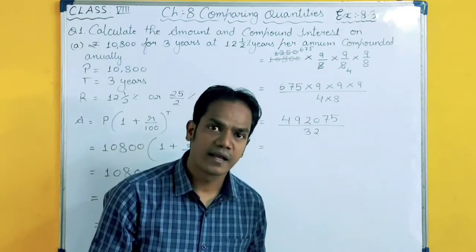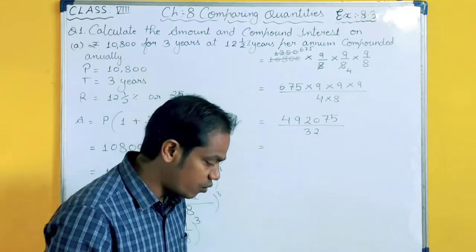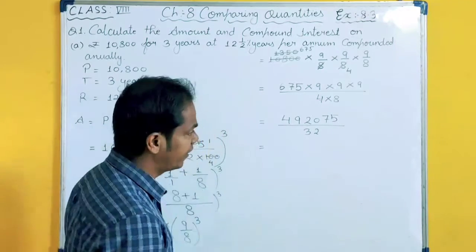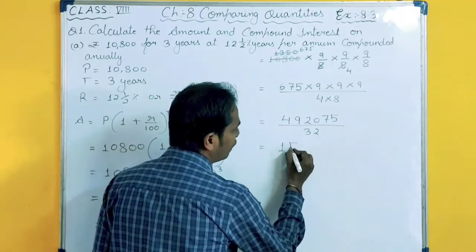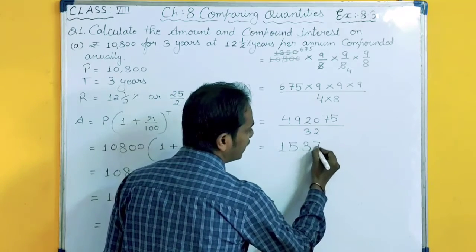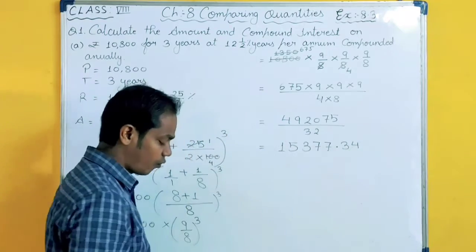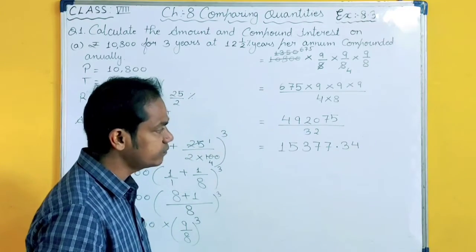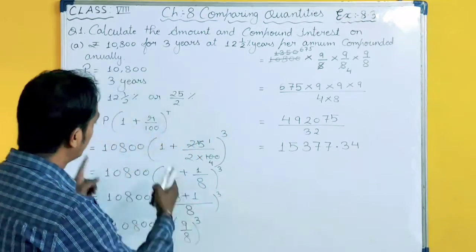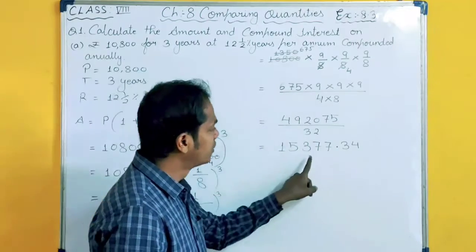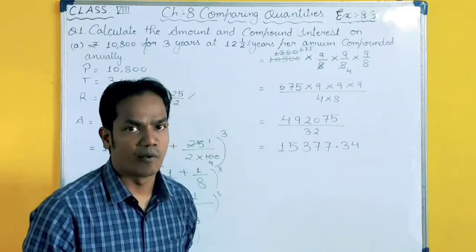Now this 492075 divided by 32 will give you 15,377.34. This is your amount. So here we have calculated the amount.